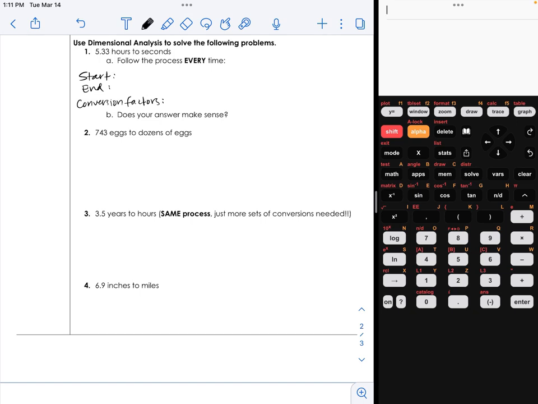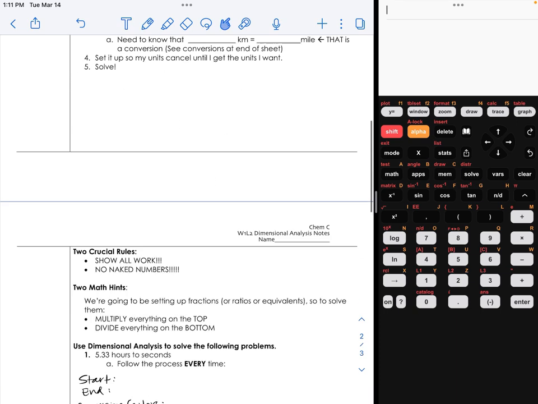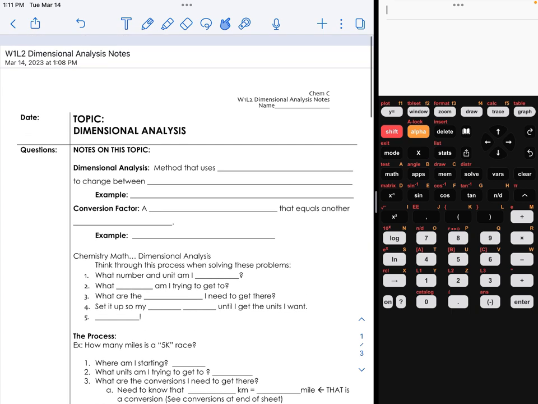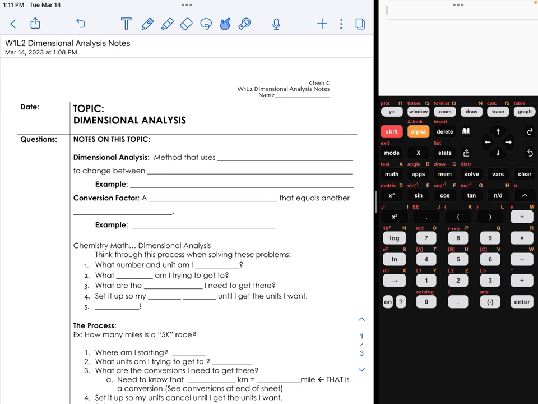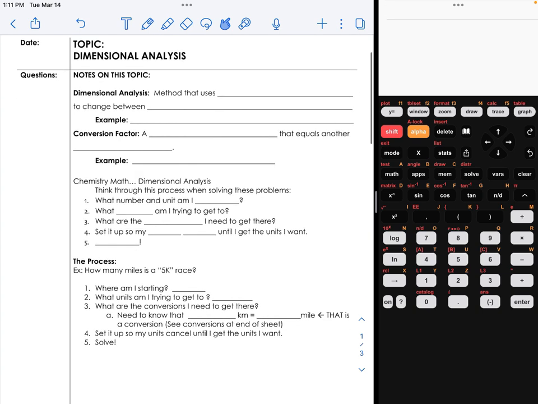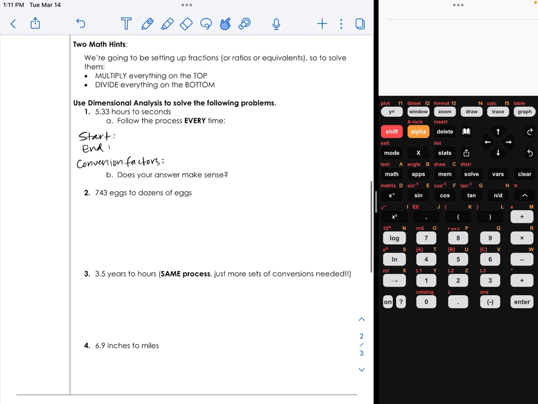All right, you guys, I wanted to record a quick video about using dimensional analysis to solve problems. So right now I'm working on the document week 1, lesson 2, dimensional analysis notes. This is something we did in class. If you were absent, go ahead and use my slides to fill in all of these blanks and these blanks and these blanks, okay? All right, let's scoot down to some of the practice problems so we can work through it together.